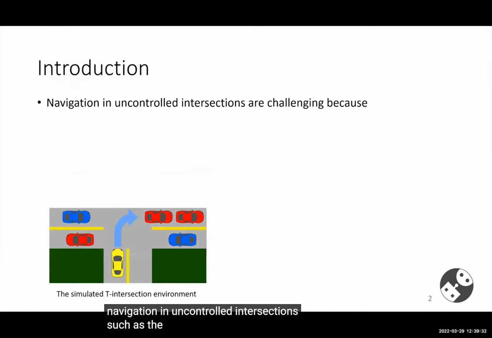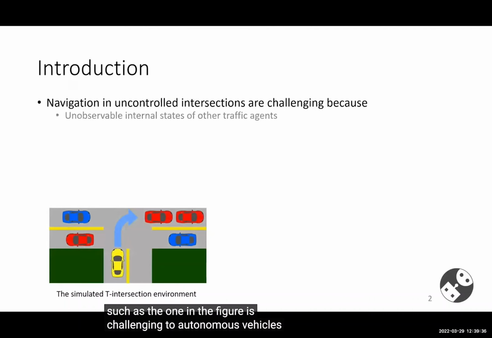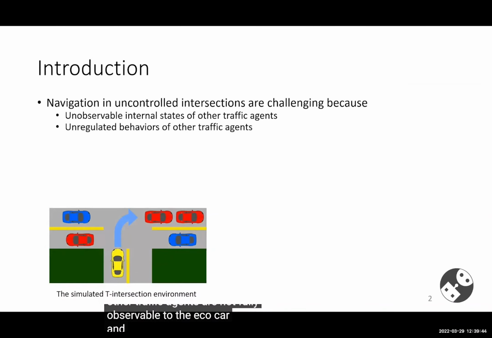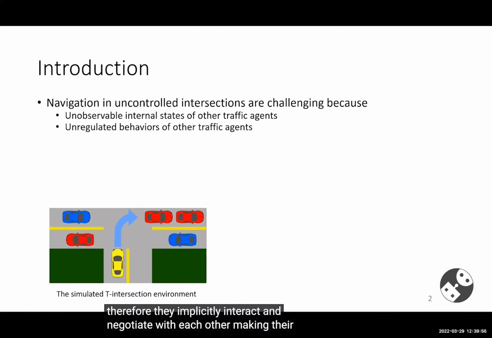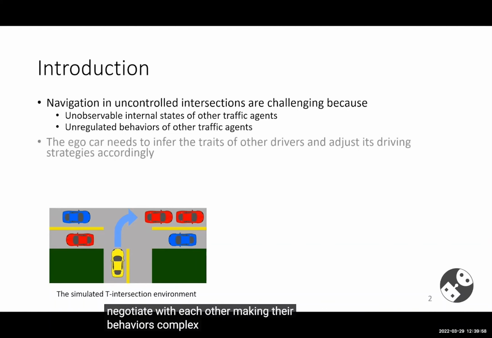Navigation in uncontrolled intersections, such as the one in the figure, is challenging to autonomous vehicles. Because first, the internal states of other traffic agents are not fully observable to the ego car. And second, traffic lights and stop signs are not present to regulate the behaviors of traffic agents. Therefore, they implicitly interact and negotiate with each other, making their behaviors complex.